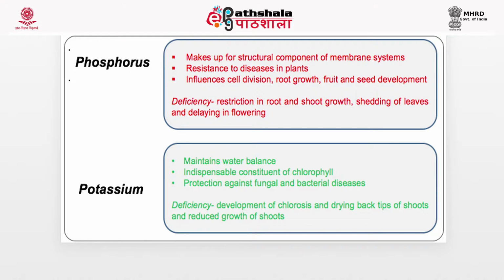It also leads to shedding of leaves and delaying in flowering. Potassium, which is responsible for maintenance of water balance, is an indispensable constituent of chlorophyll. It protects against fungal and bacterial diseases, and its deficiency leads to development of chlorosis, drying back of the tips of shoots, and reduced growth of shoots.